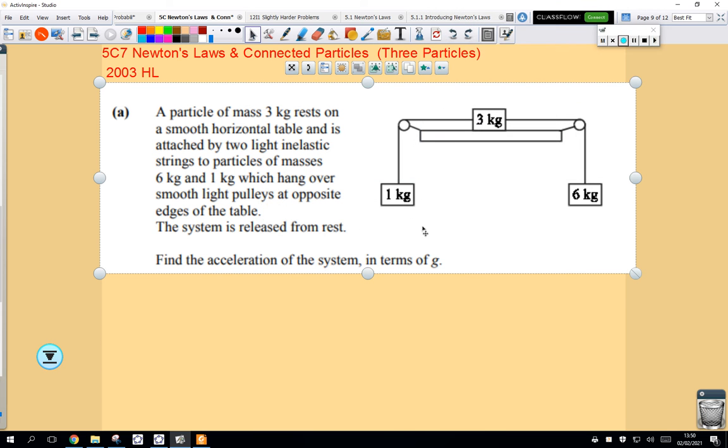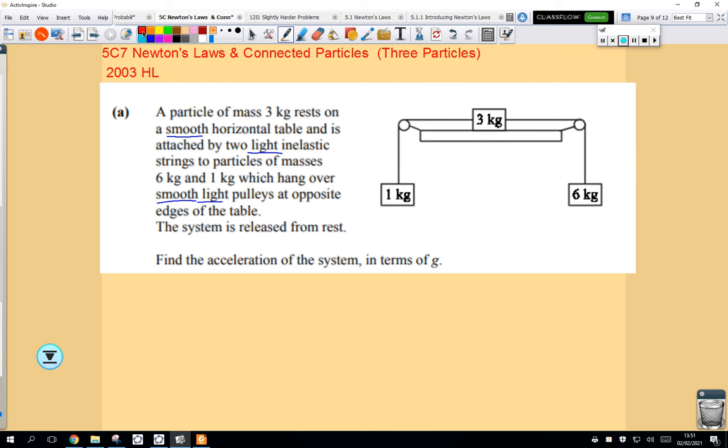Okay, in this class I'm going to look at a question that came up in 2003 on the higher level paper involving three particles. A particle of mass 3 rests on a smooth horizontal table, no friction, and is attached by two light inelastic strings, masses negligible, to particles of mass 6 and 1 which hang over smooth, light pulleys, no friction, masses negligible, at opposite edges of the table. The system is released from rest. Calculate the acceleration of the system in terms of g.